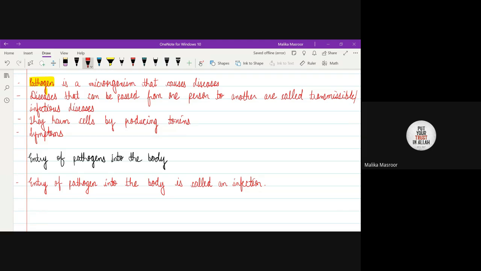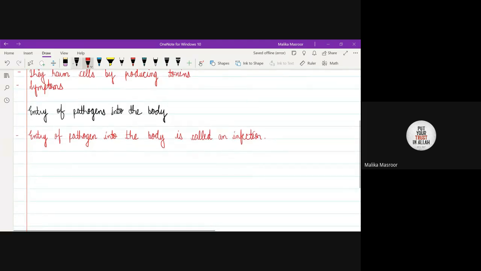There are several ways in which transmission and infection can occur. Number one, by direct contact. Number two, by indirect contact.